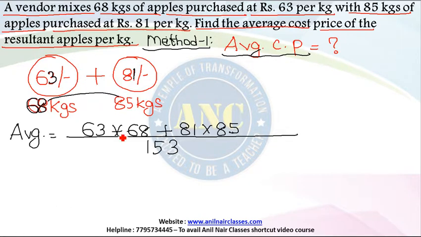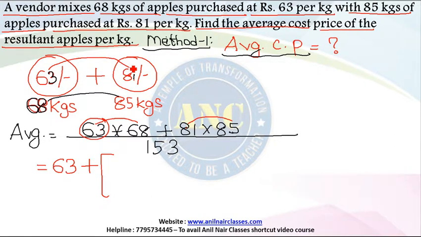If I simplify, multiplying 63 and 68 is time consuming. Multiplying 81 and 85 is also time consuming. So what will I make use of? I will make use of a concept called a tentative average, which I discussed before the start of this problem. I will assume the average as 63. This is my tentative average. Now 63 and 81 are the two values which are given.